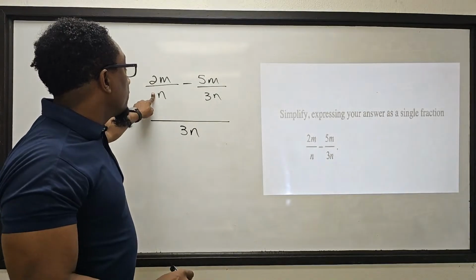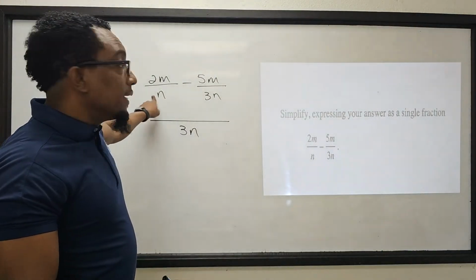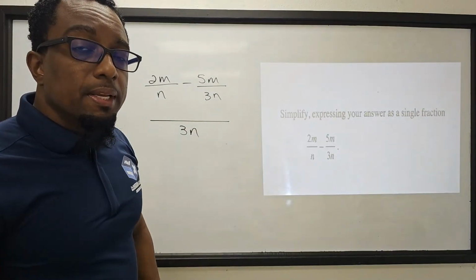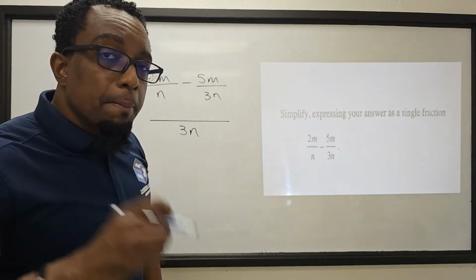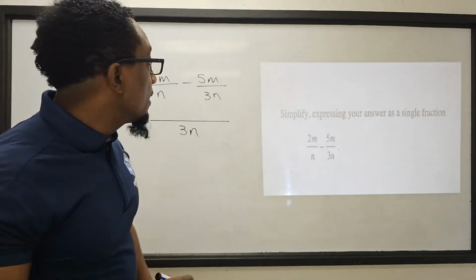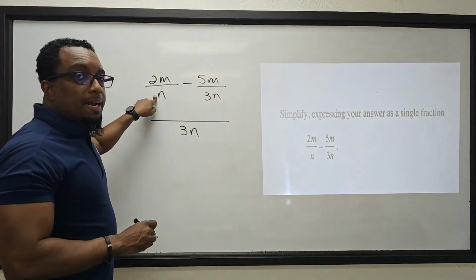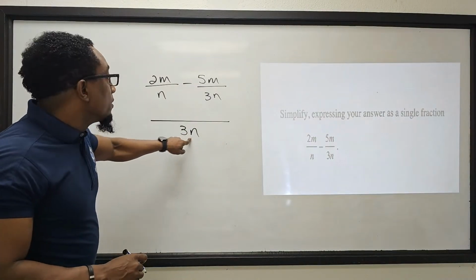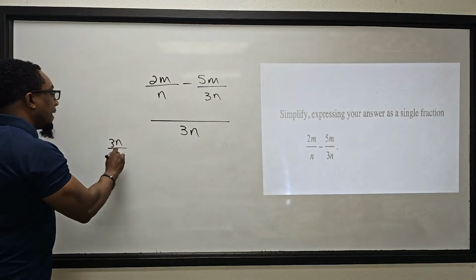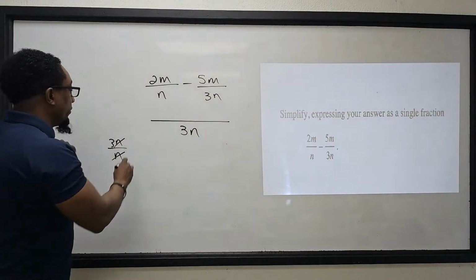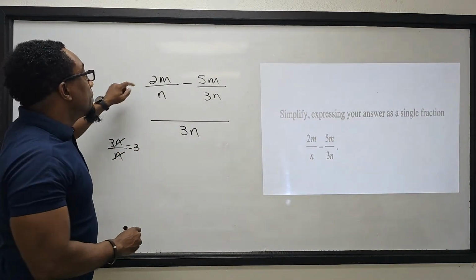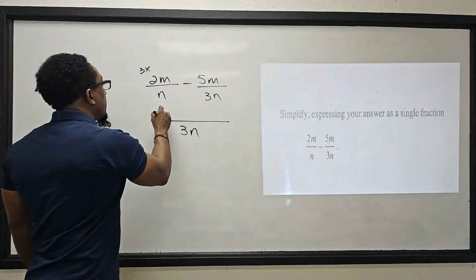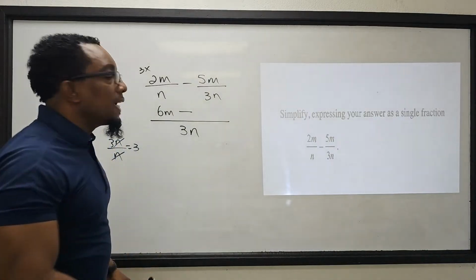So I look at the number in front of n, which is 1, the LCM of 1 and 3 is 3. And because n is the only variable in the denominator, it is automatically a part of the LCM. So let me divide. I'm dividing my denominator n into 3n, which will give me 3. I'm going to multiply 3 by 2m, which will give me 6m. I bring down my subtraction sign.